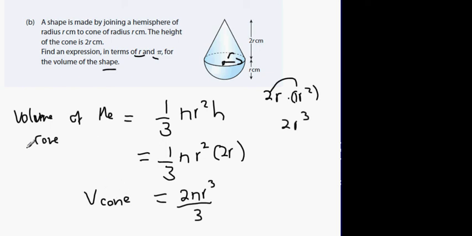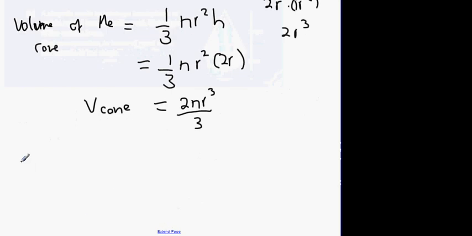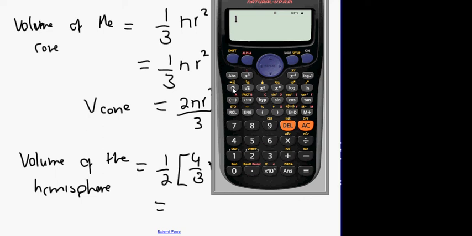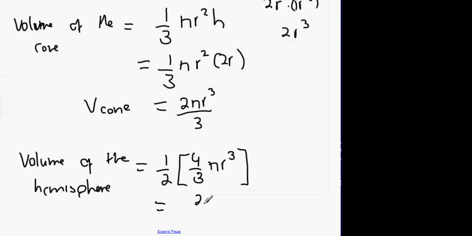Now, what is the volume of the hemisphere? The volume of the hemisphere is going to be half the volume of a full sphere, which is going to be a half times 4 over 3 pi r cubed. We put that into the calculator: a half multiplied by 4 over 3 gets you 2 over 3. So it's 2 over 3 pi r cubed.